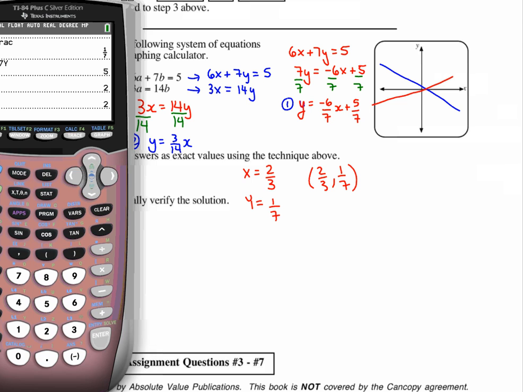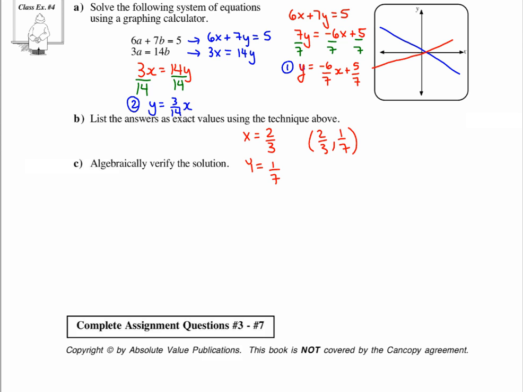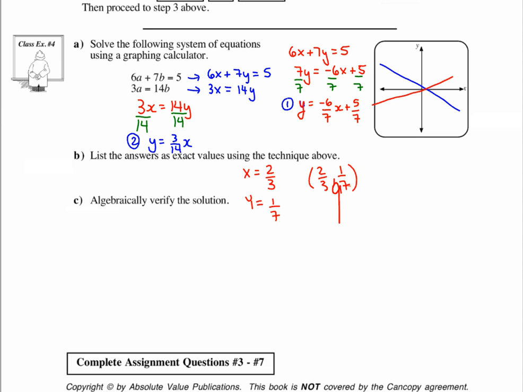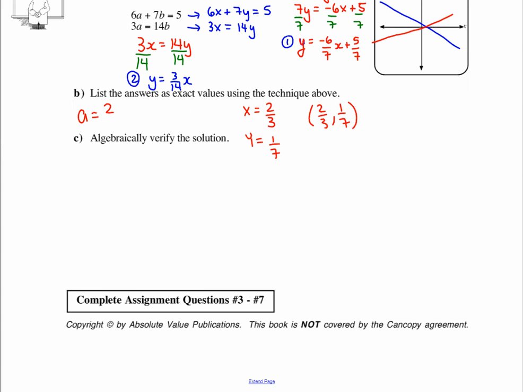Okay? So to verify the solution, this is the last bit of our lesson. We always sub it into the original. Now, in this question, it's actually not x and y. So A is equal to what? A is equal to 2/3, and B is equal to 1/7. And so I can now verify that solution. I plug it into both equations.